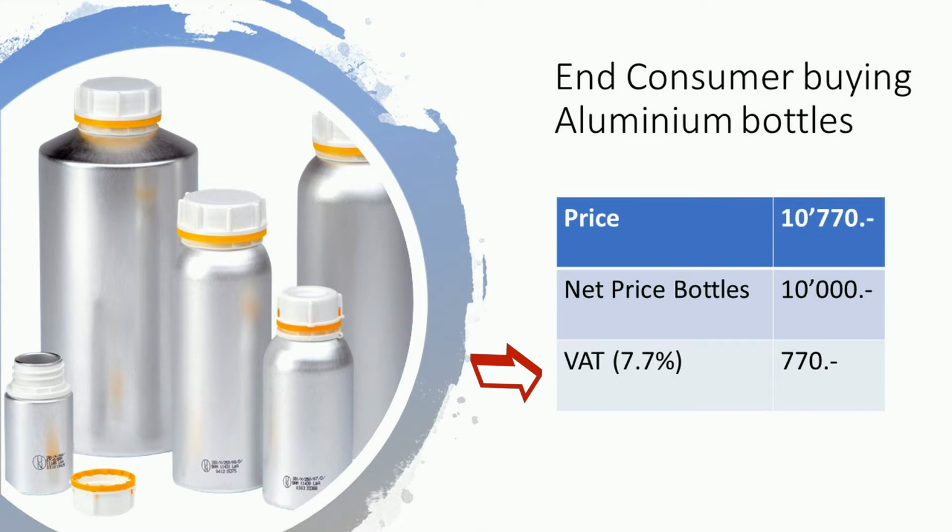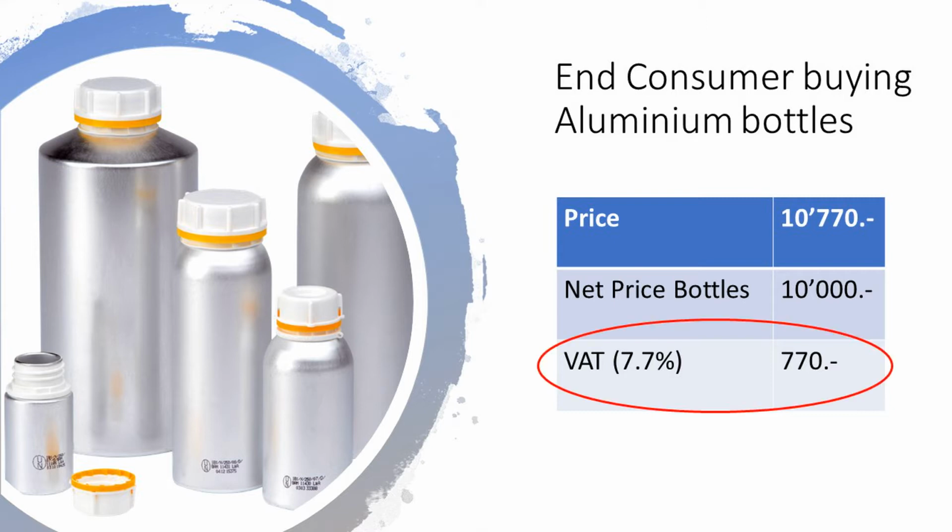The 770 Swiss francs are added to the net amount, so we get to the gross price of 10,770 Swiss francs, which is the price to be paid by the consumer. The 770 Swiss francs are the taxes to be received eventually by tax administration. But how is this amount collected through the entire supply chain?